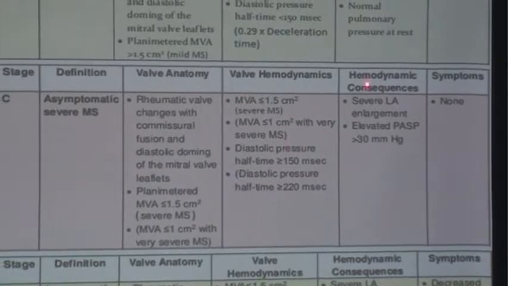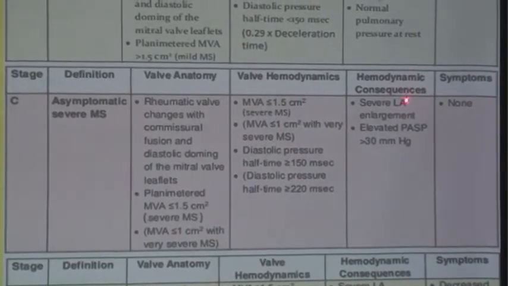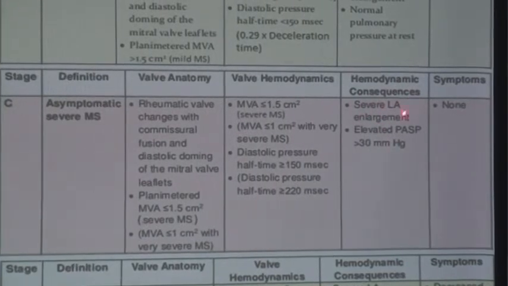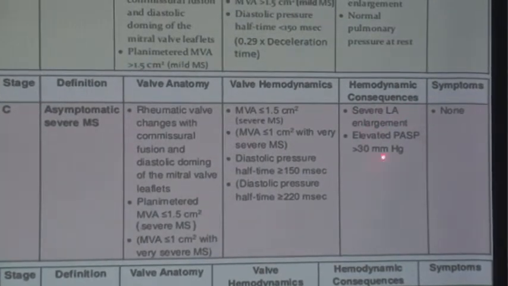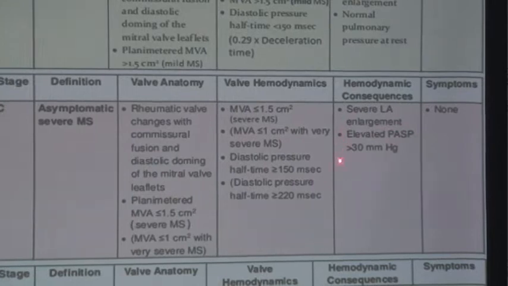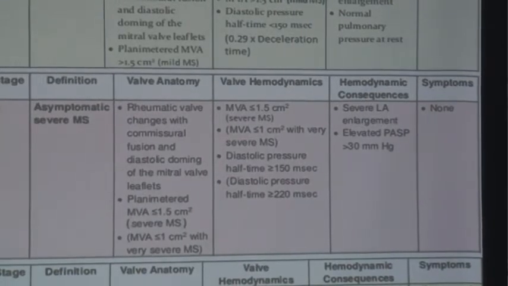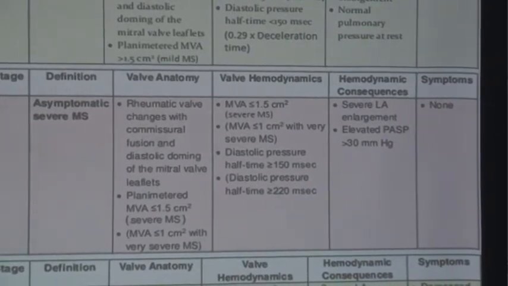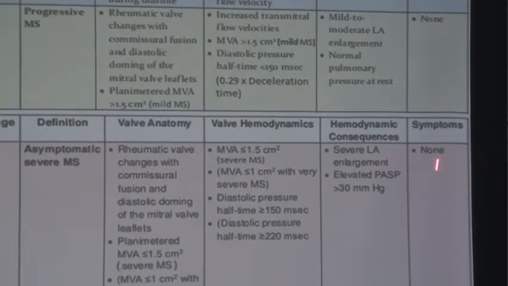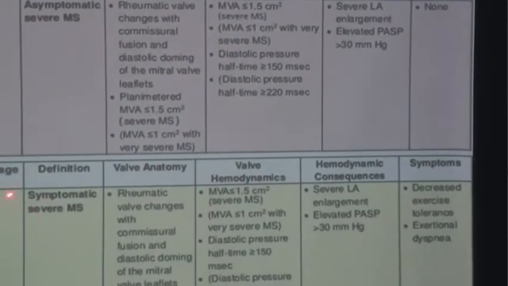And regarding hemodynamic consequences in stage C: severe LA enlargement and elevated pulmonary artery systolic pressure, meaning more than 30 millimeter of mercury, and symptoms will be none. You see symptoms in stage A none, stage B none, and stage C none. Then we come to stage D.